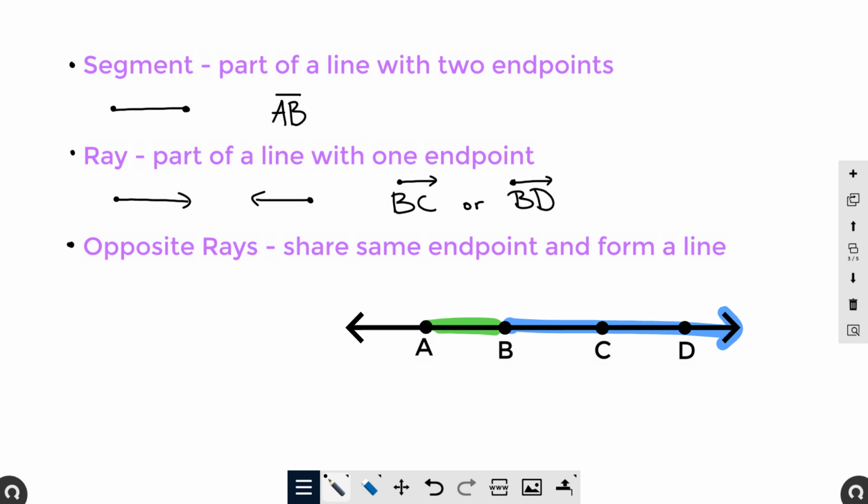Now, opposite rays share the same endpoint, and when you put them together, you make a line. So if BD is one ray, the opposite ray would just be opposite from that. It would be BA. So we would say BD, oops, I keep wanting to put an arrow, and BA are opposite rays. They share the same endpoint, which is B. They go in opposite directions, and they form a line.